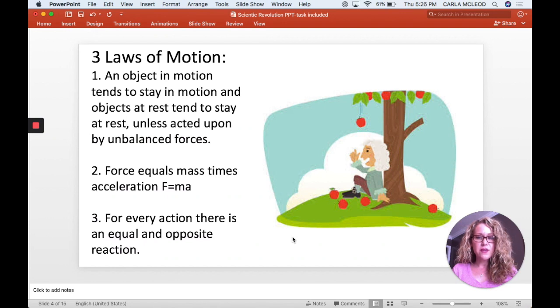So the first thing that you had on your foldable was the 3 laws of motion, and it asked you to go ahead and list them. So the first one states an object in motion tends to stay in motion, and objects at rest tend to stay at rest unless acted upon by unbalanced forces. Number 2, force equals mass times acceleration. And the third one, for every action there is an equal and opposite reaction. And then I just used some clip art inside of my foldable. I use clip art on all of these just for the ease of presenting.